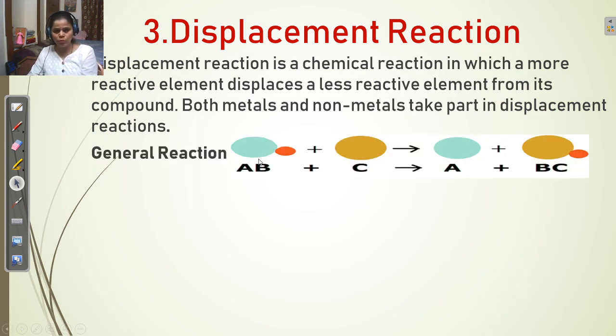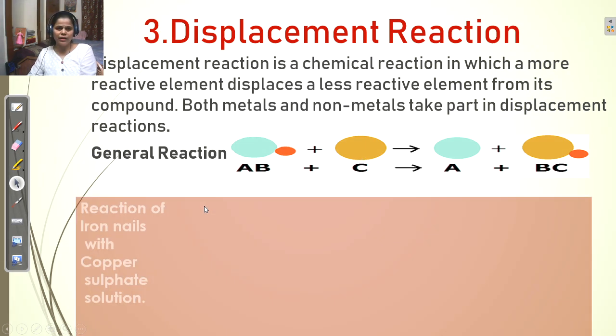AB is a compound that reacts with C, another atom, and forms the compound BC. Here the atom B displaces the A and forms BC, the compound with the C atom. Okay, this is a displacement reaction.